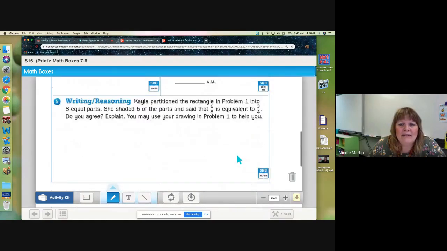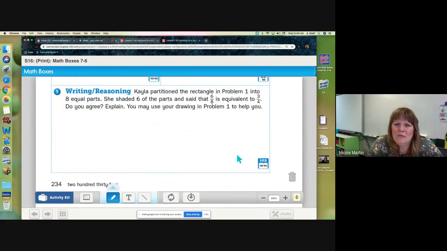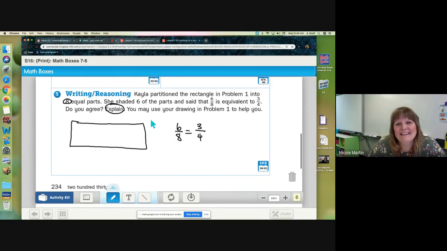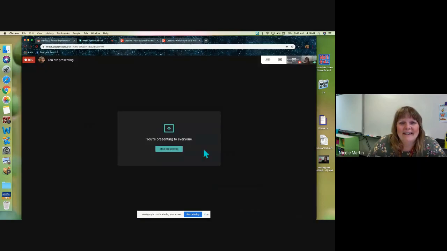And number 5, Kayla partitioned the rectangle in problem 1 into 8 equal parts. So we're going to draw that rectangle, but this time she's going to put it into 8 equal parts. She shaded 6 of the parts and said that 6/8 is the same as 3/4. Do you think she's right? She is saying that 6/8 is the same as 3/4. Do you think she's right? And then make sure you tell me why. You might agree and you might not. I don't know.